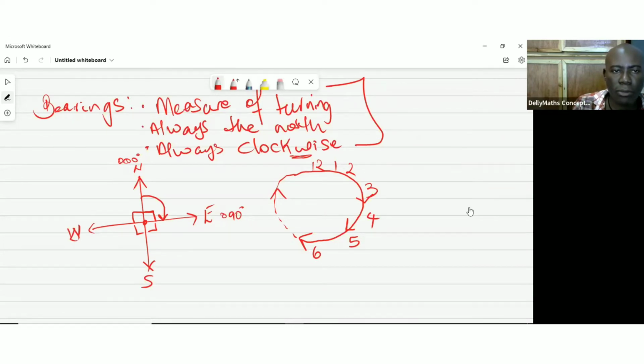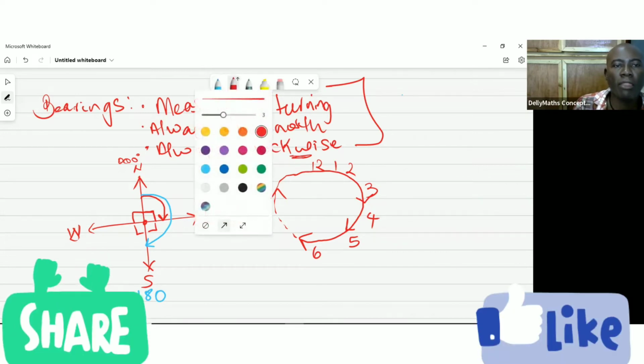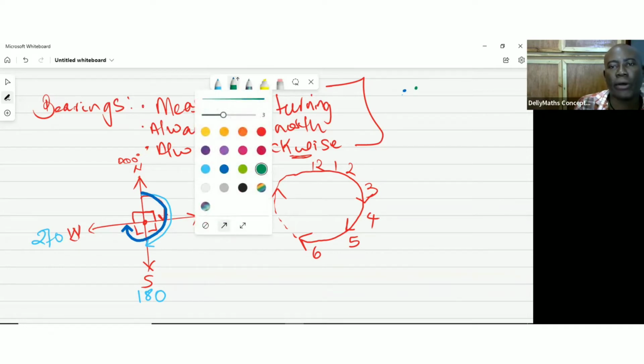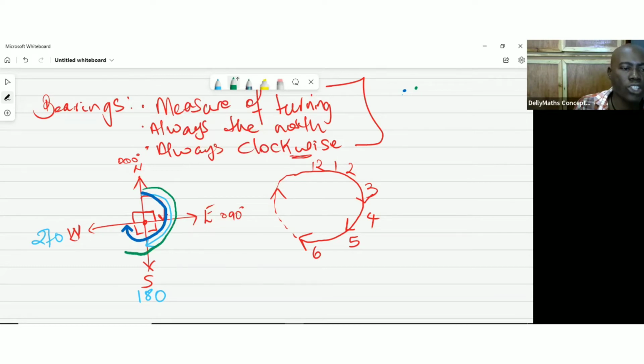From north to south, as you could see, let's change the marker. We're talking about a straight angle, which is going to be 180 degrees. If we're moving from north all the way to west, well, we're going along 270 degrees, as you could see there. And then if we go from north and then head all the way back to north, we're covering 360 degrees because we would have made a perfect circle. So going from north back to north, we'll end up with 360 degrees because we're making a perfect circle.